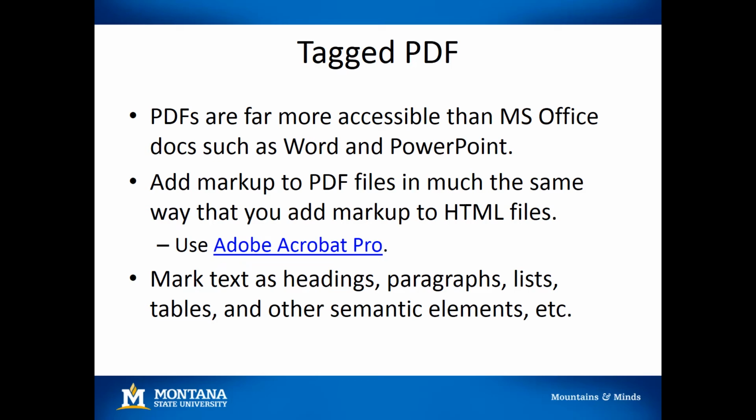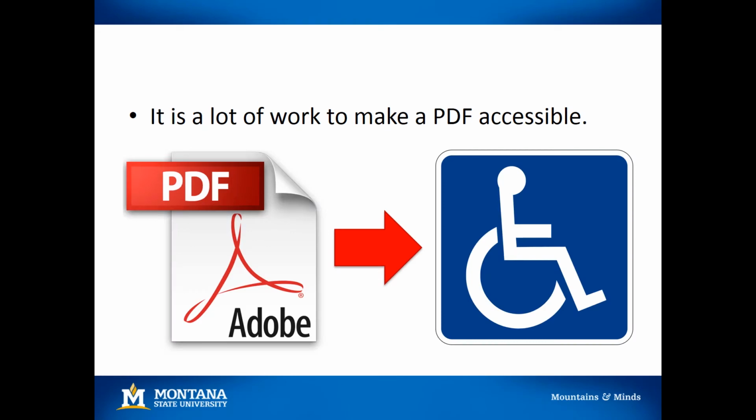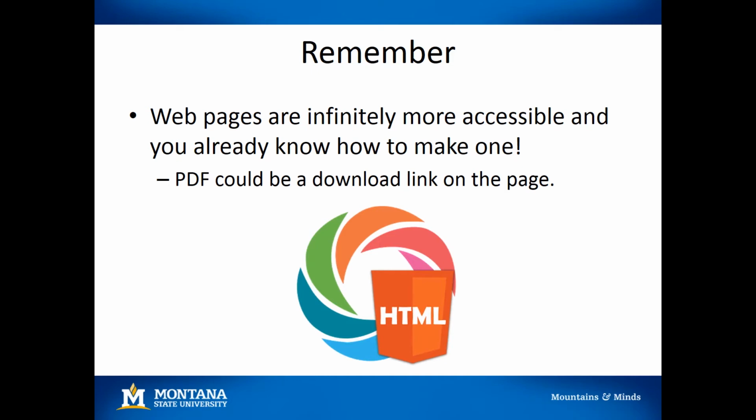And you need to do it using Adobe Acrobat Pro. You will need to mark text as headings, paragraphs, lists, tables, and other semantic elements. It is a lot of work to make a PDF accessible. But remember that web pages are infinitely more accessible and you already know how to make one.